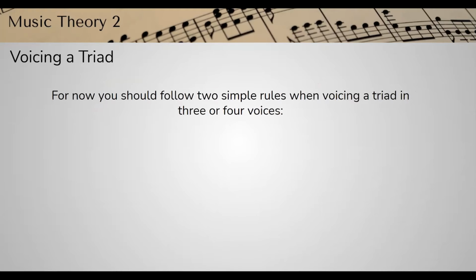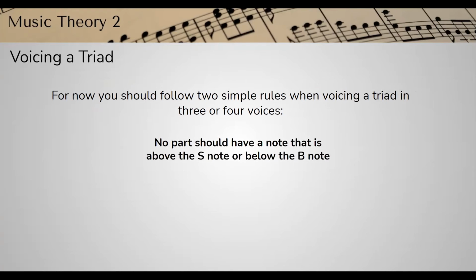All right, now a couple other things. We'll talk about this more in class too. There are two simple rules when voicing a triad in 3 or 4 voices. The first is that no part should have a note that is above the soprano note or below the bass note. So in other words, you don't want to write your alto note so that it goes above your soprano note. You don't want to write your tenor note so that it goes below the bass note. Because the two most important parts of this kind of writing are the soprano on top and the bass on the bottom. And if any of your other voices cross that, it will disrupt what's going on between those two voices, which is the most important thing.